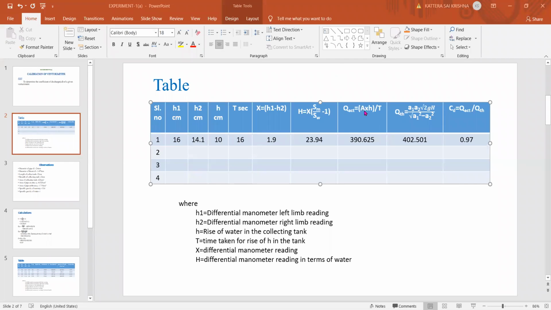Q actual is A into H by T. This is not X into. Here it is capital X. I wrote X here, no? Capital X is the differential manometer reading, but here it is A into H.